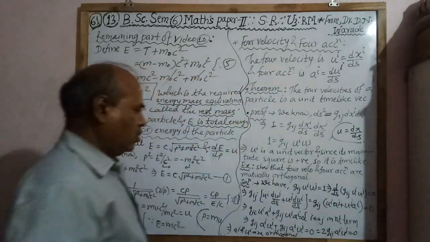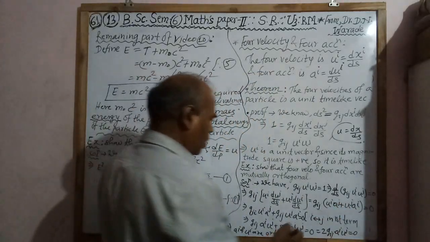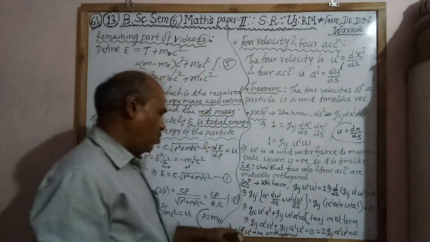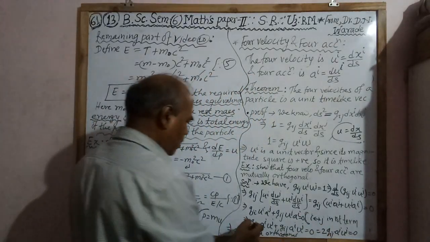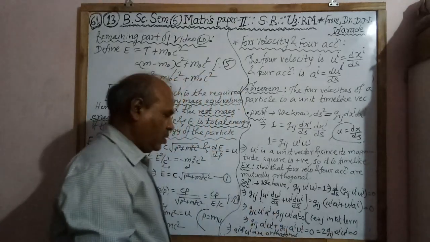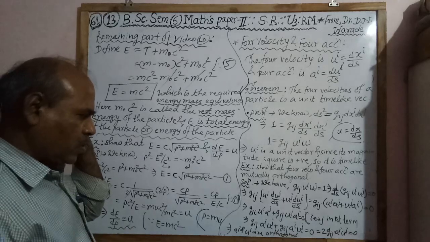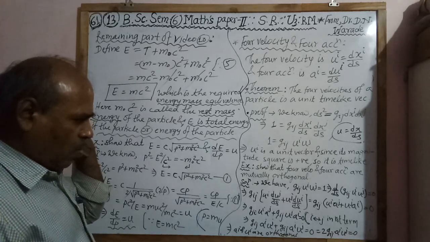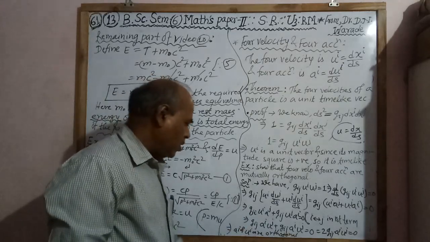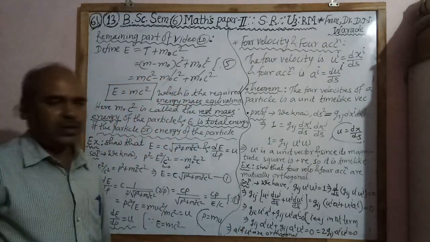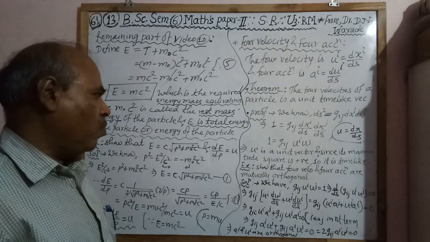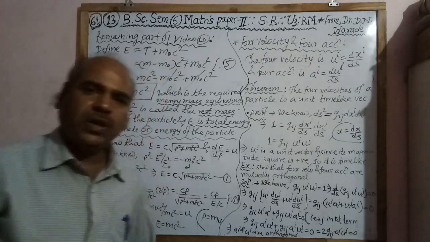Therefore, separating, now interchanging i and j in the first term only, not in the second, we get g_ij a^i u^j plus g_ij a^i u^j. We get twice of this: twice g_ij a^i u^j equal to 0. Therefore g_ij a^i u^j equal to 0. Hence a^i and u^i are orthogonal to each other. That is, the four velocity and four acceleration are mutually orthogonal.